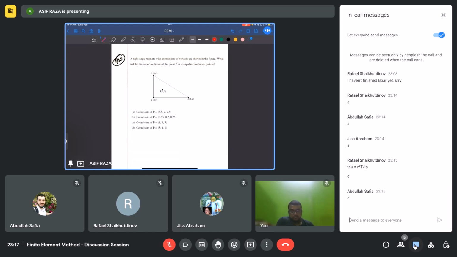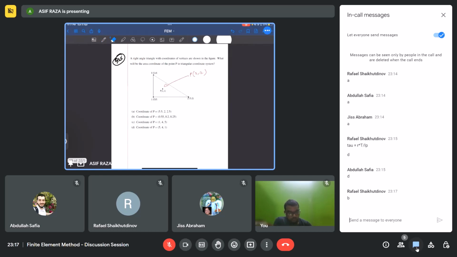This question I also discussed. The coordinate was P(2, 2), and the question changes only by changing the coordinate to (1, 1). The question is: there is a right angle triangle with coordinates of vertices shown in the figure. What will be the area coordinate of point P in the triangular coordinate system? The triangular coordinate system is the area coordinate system.